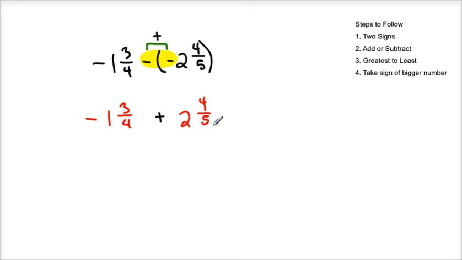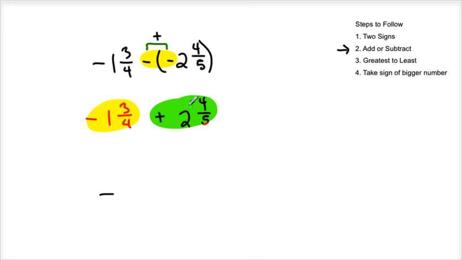Okay, so now I have my two signs. Am I going to add or subtract these two numbers? Well, one of the numbers is negative. The other number is positive. So I have different signs. What am I going to do with these numbers? I'm going to subtract different signs. I'm going to subtract these numbers.